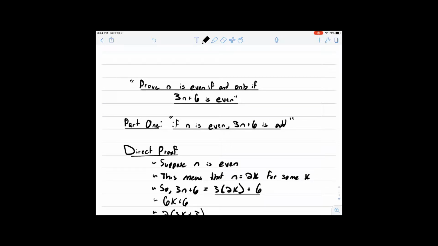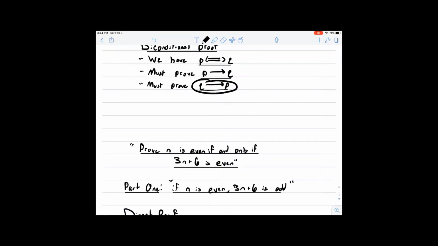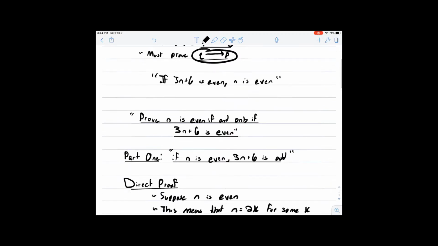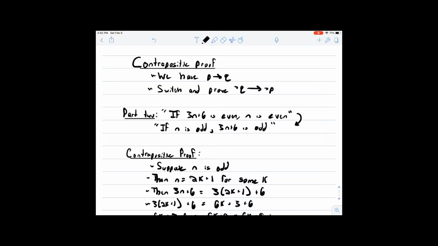However, because this is a biconditional proof, you'll remember that we still must prove this in the other direction, which means we must prove that if 3n plus 6 is even, n is even. This can actually seem like a little bit of a daunting task, which is why we're going to introduce another type of proof. This is the contrapositive proof.